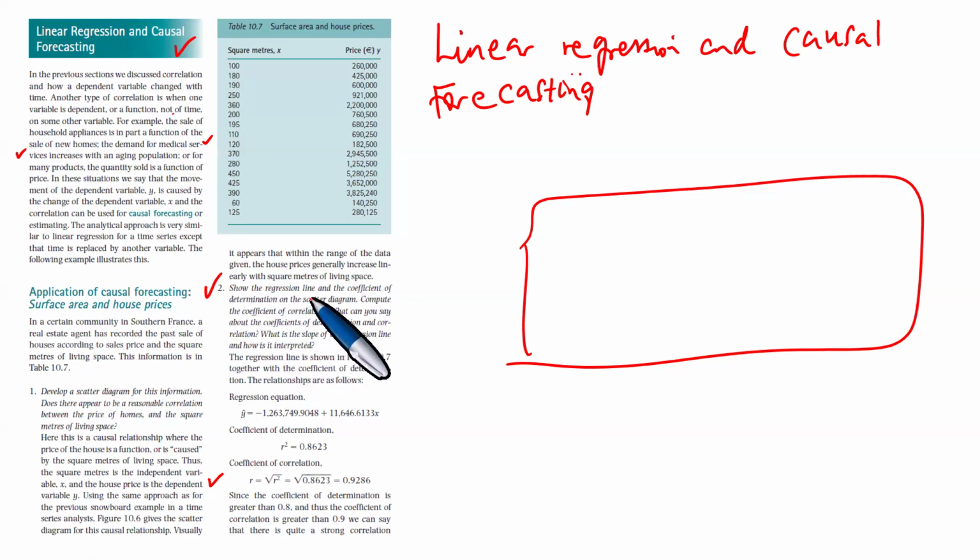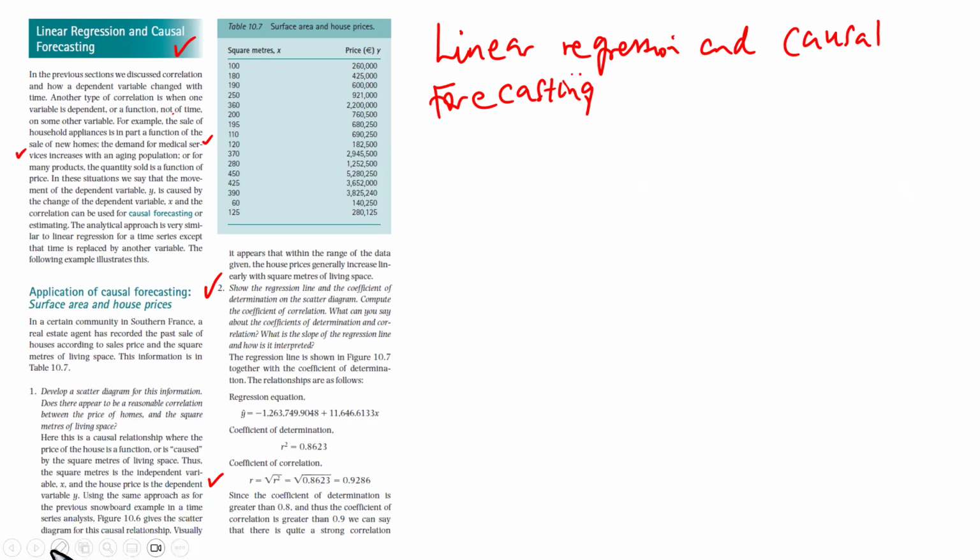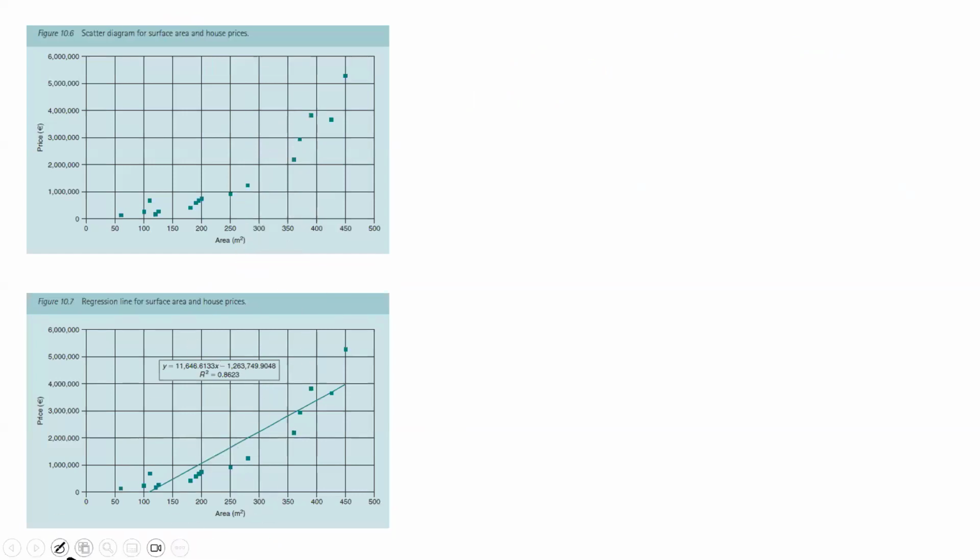Show the regression line and the coefficient of determination on the scatter diagram. Compute the coefficient of correlation. What can you say about the coefficients of determination and correlation? What is the slope of the regression line and how is it interpreted? Okay, we continue. The regression line is shown in figure 10.7. We shall look at the figure.